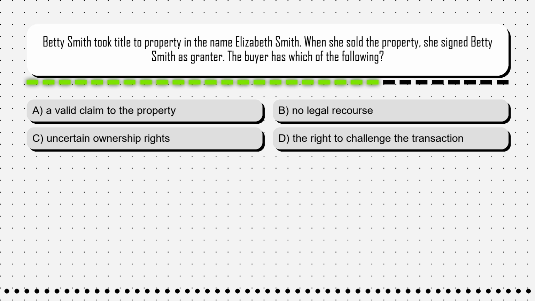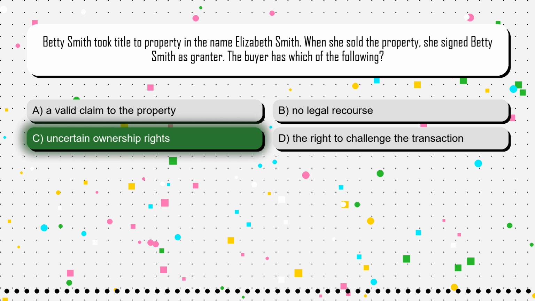Question 62. Betty Smith took title to property in the name Elizabeth Smith. When she sold the property, she signed Betty Smith as grantor. The buyer has which of the following? Option A, a valid claim to the property. Option B, no legal recourse. Option C, uncertain ownership rights.